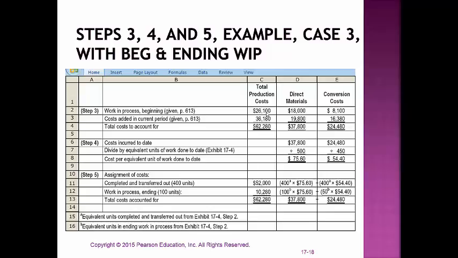The FIFO method's going to be a little bit different. Everybody in accounting knows FIFO means first in, first out. So when we see that method here in a few moments, you're going to see how it's different.